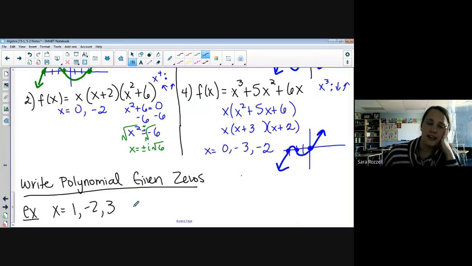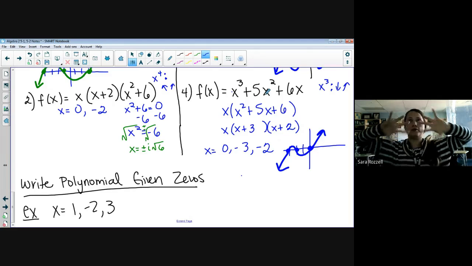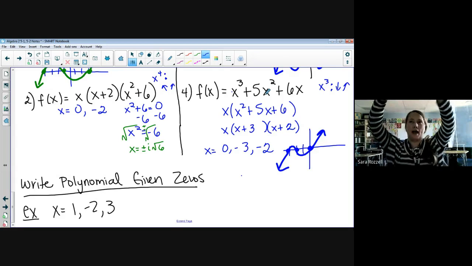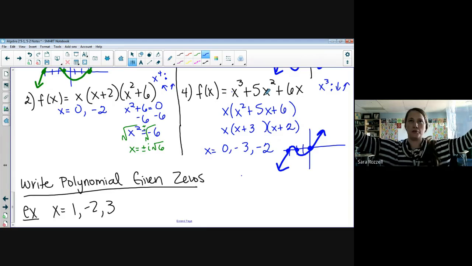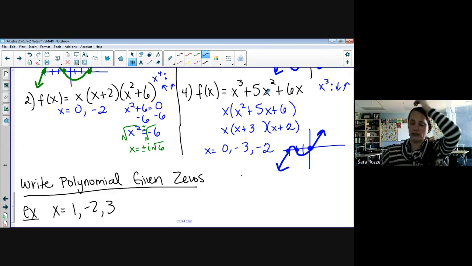All right, the very last thing is they're going to give you the zeros. You're going to work backwards. So they're like giving you the answers. You're going to put them in parenthesis form, and then we're going to write it in the polynomial form. Okay? So we're going to start out in factored form. Then we'll do some distributing to get our answer.